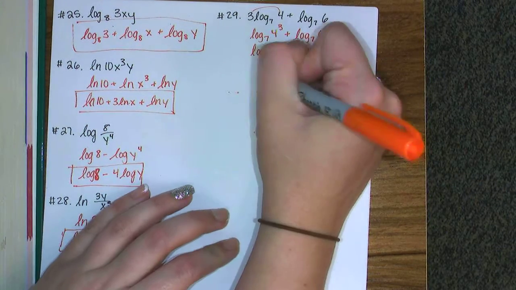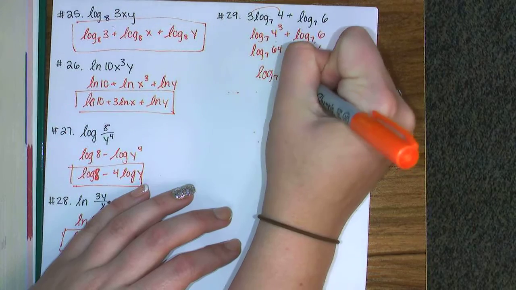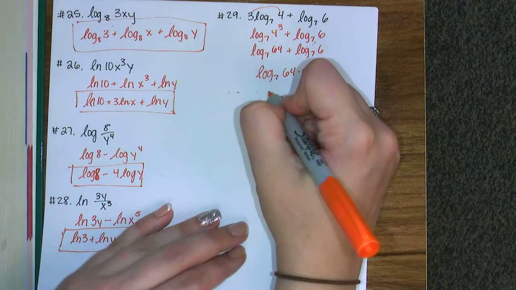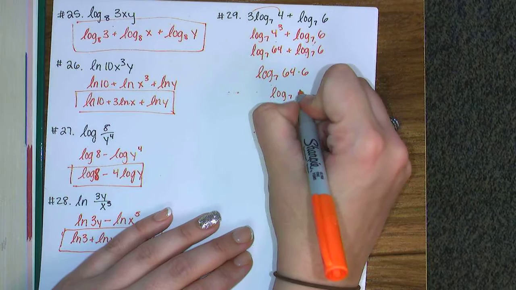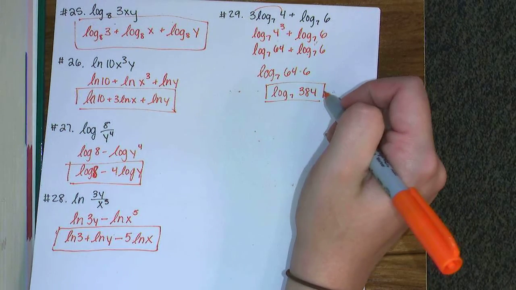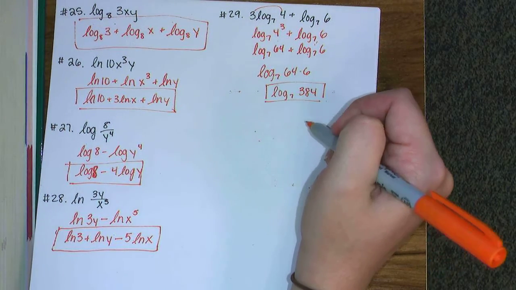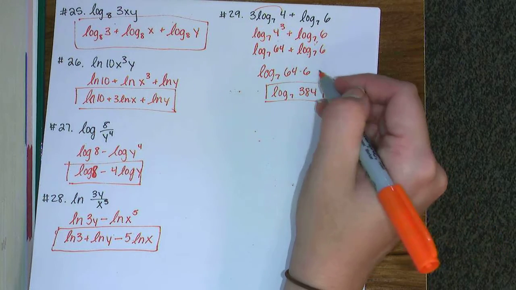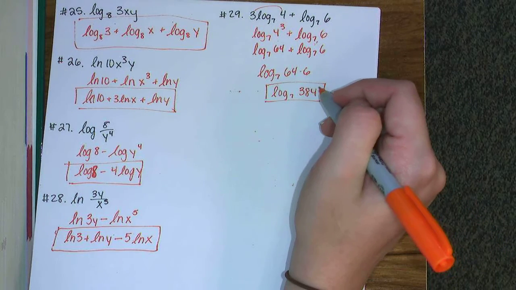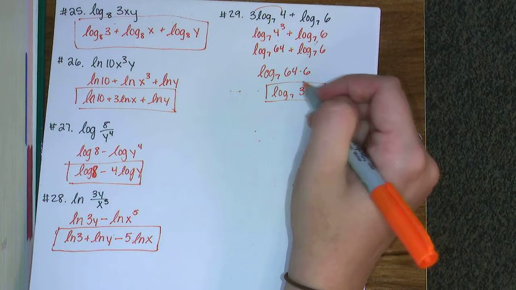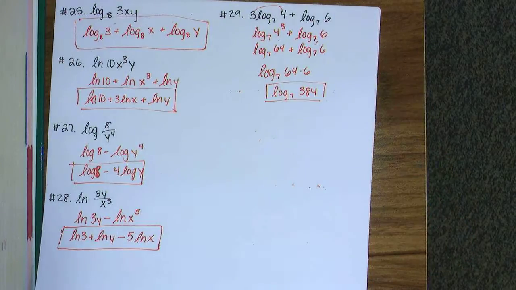So I'm going to end up with log base 7 of 64 times 6. And 64 times 6 is 384. So my answer is log base 7 of 384. There's maybe 3 people in the whole class that actually got this correct. So please make sure you pay attention and know that when you're condensing, you want things down as small as possible. I got like 4 cubed times 6 in here and all kinds of things. We want it written as small as possible.